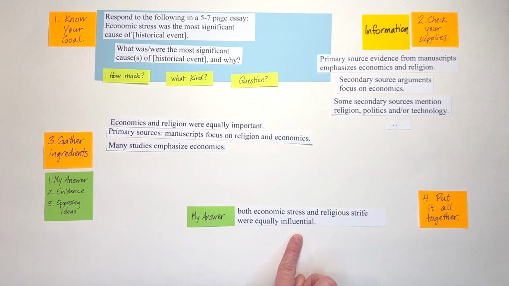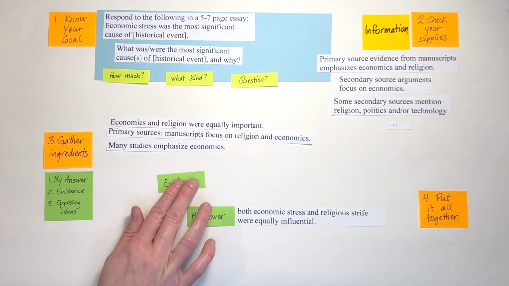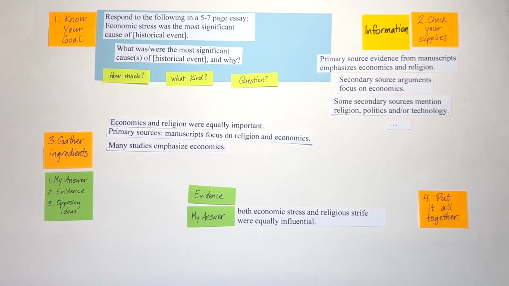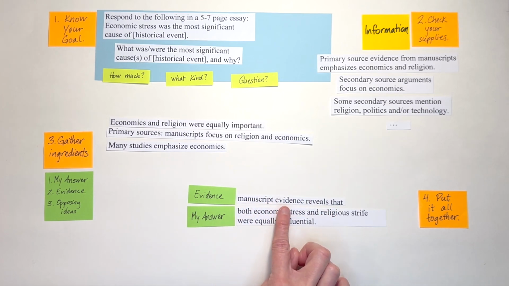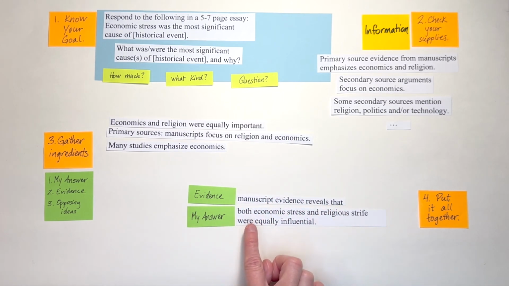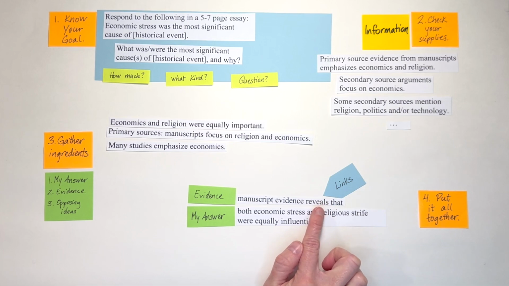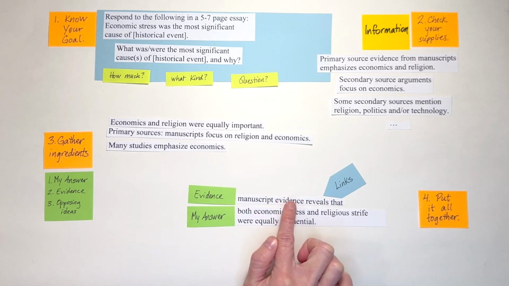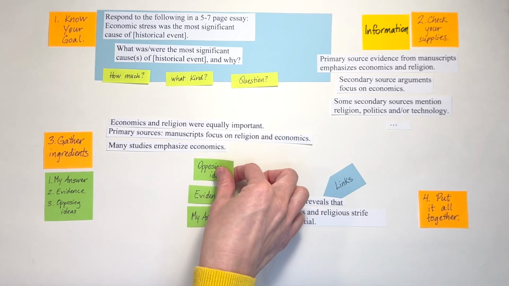And when I came up with my ingredients, I got my answer first, and then my evidence, and then my opposing ideas. But here, I'm going to put my evidence before my answer. So I'm going to say manuscript evidence reveals that both economic stress and religious strife were equally influential. And here, the linking word that I'm using is reveals to show the connection between the manuscript evidence and my answer. And finally, I'm going to help the reader understand some opposing ideas.